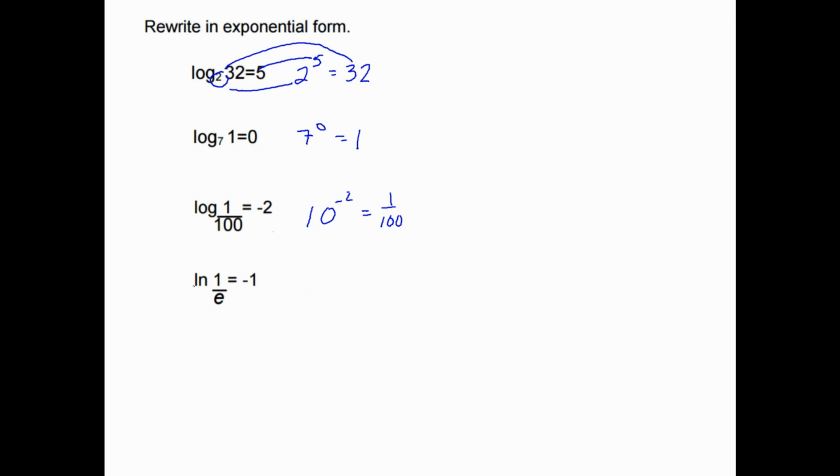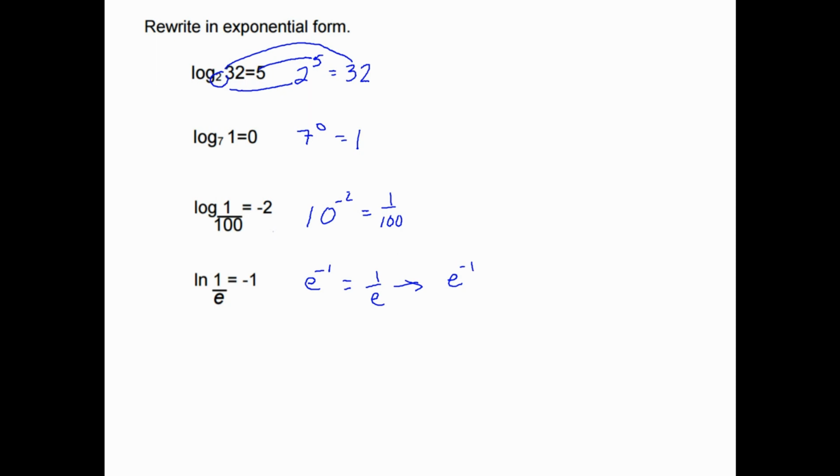And this one, again, the base isn't given, but anytime you have natural log, you know that the base is going to be that number e. And then e to the negative first equals 1 over e. And this makes sense because 1 over e, we know from exponent rules, is just e to the negative first. So we know that these are equal. You know that 7 to the 0 power is 1. You know that 2 to the 5th power is 32. 10 to the negative second is 1 over 100. So these are all making sense.